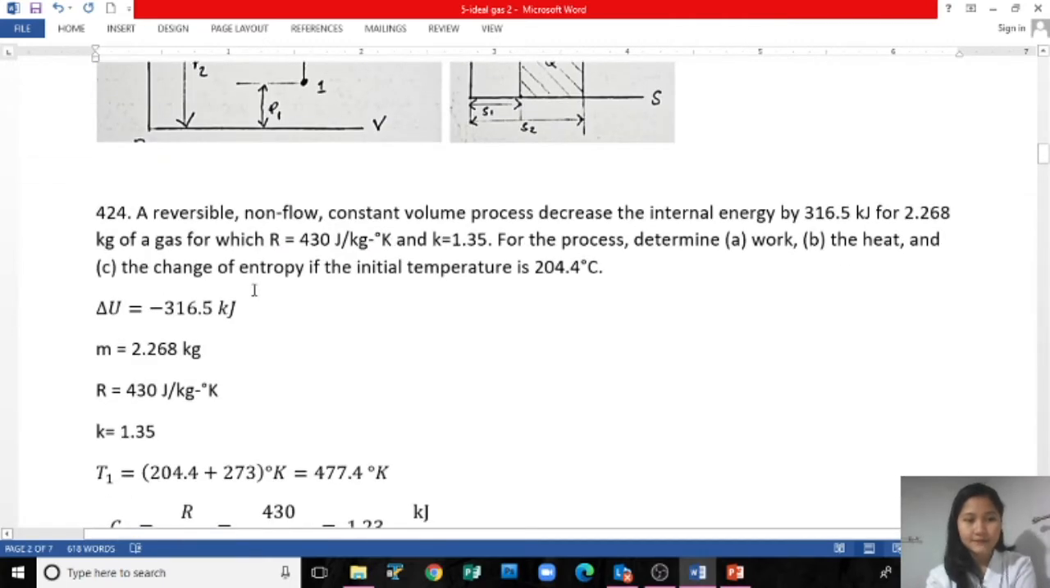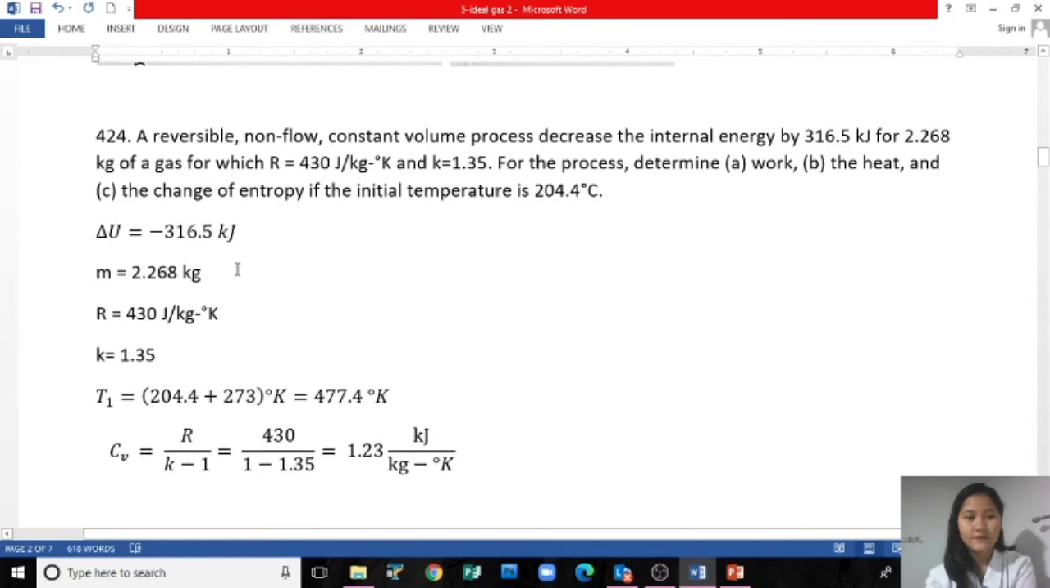Next is problem 4.2.4. A reversible non-flow constant volume process decreased the internal energy by 316.5 kilojoules for 2.268 kg of gas, for which the R is equal to 430 joules per kilogram degree Kelvin, and the k constant is equal to 1.35. For the process, determine A, the work, B, the heat, and C, the change of entropy, if the initial temperature is 204.4 degrees Celsius.